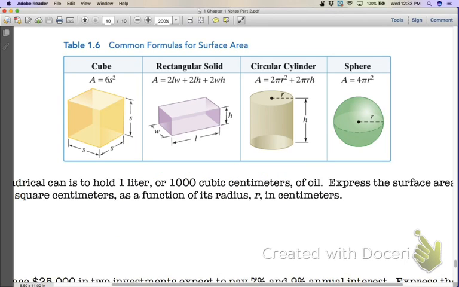One thing I would make sure you have is the surface area of your three-dimensional objects. So the surface area of a cube, surface area of a rectangular solid, cylinder, and then a sphere.